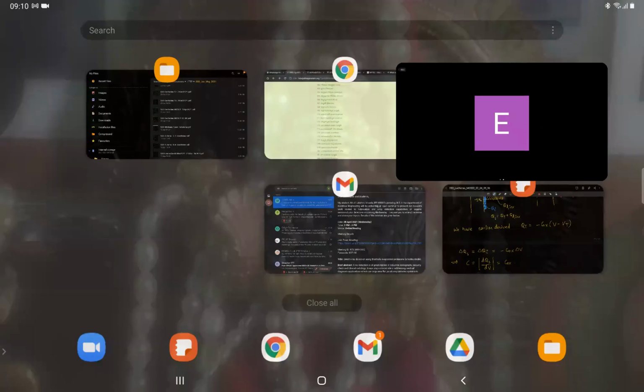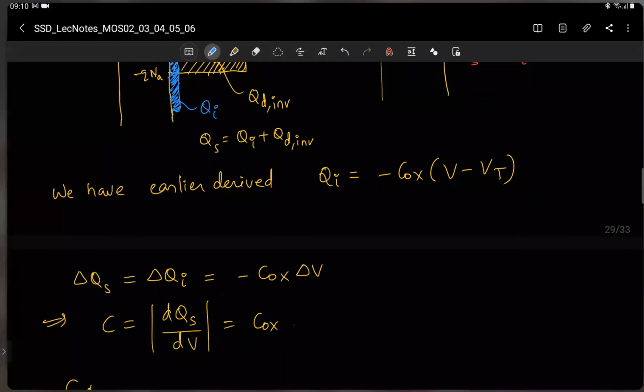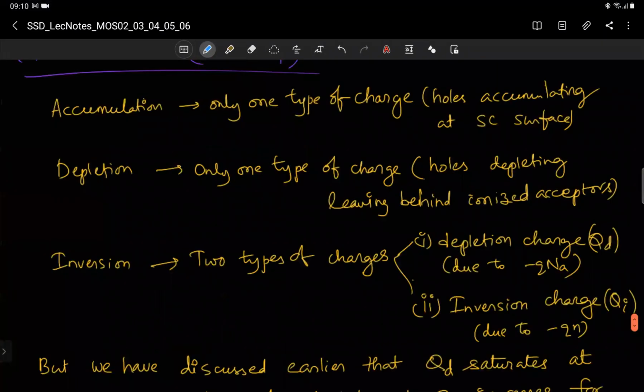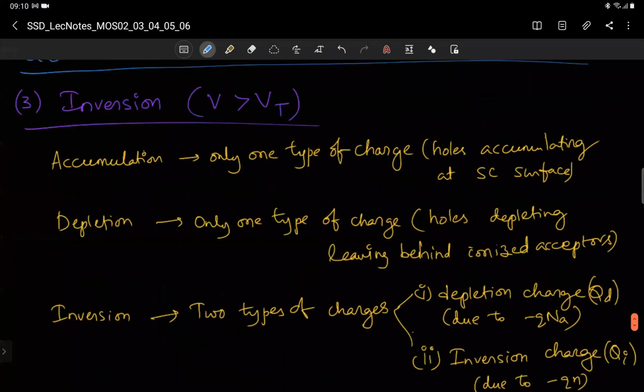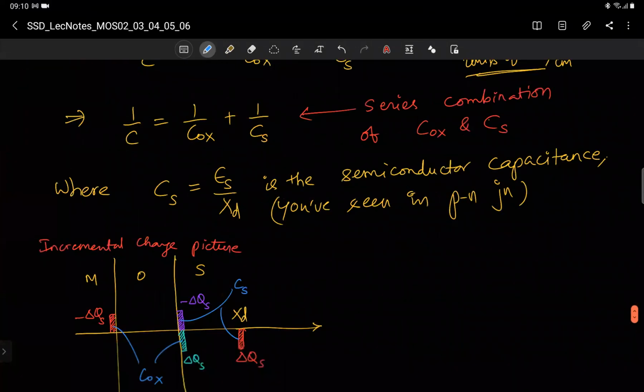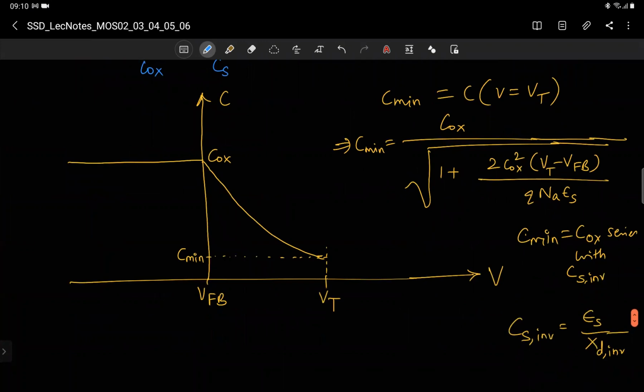So yeah, last class we saw up to capacitance characteristics in depletion region. So we have stopped here.